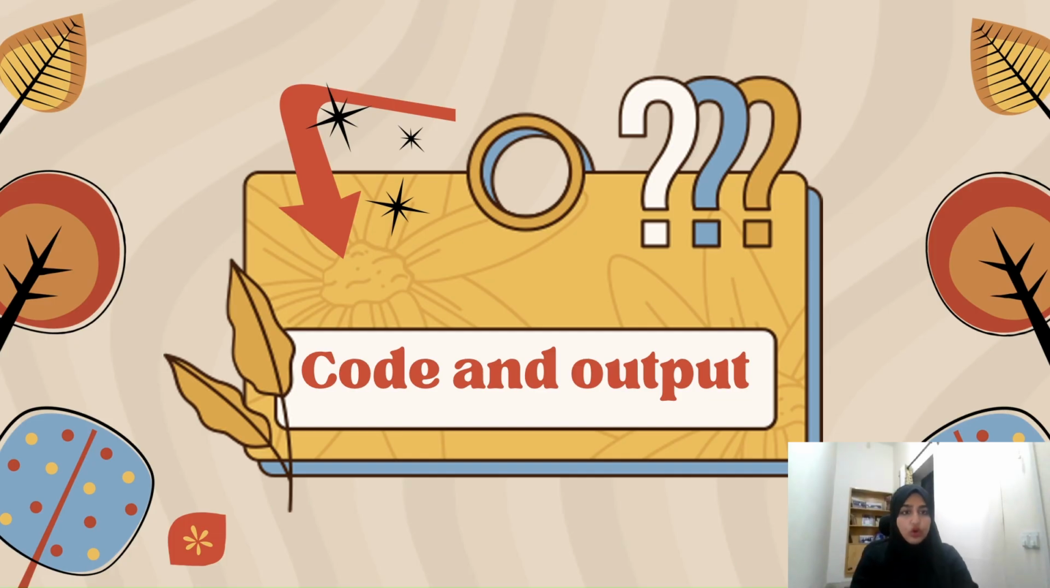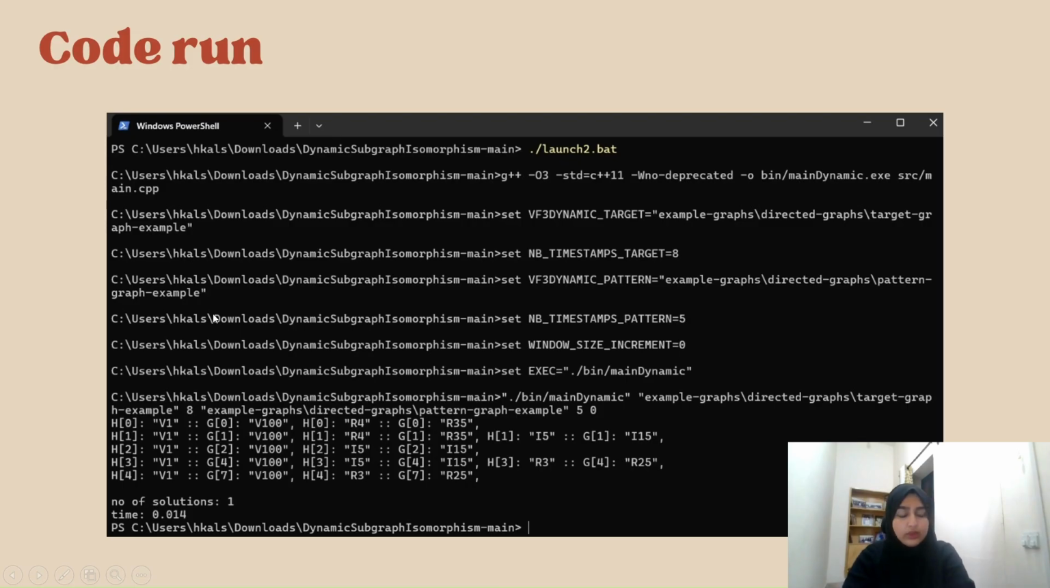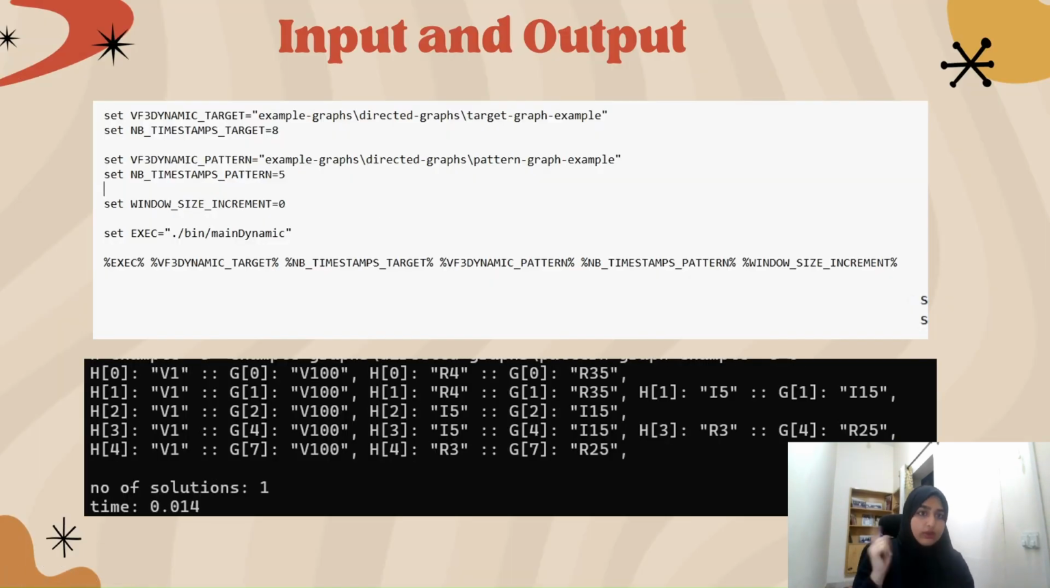Now we're gonna move on to the code part, code and the output. First of all, we have proof of the code run part. This shows us that we have actually run the code, and there are three main parts of it: the input, the code running, and the output. First of all, we're gonna talk about the input. The input has five main parts.